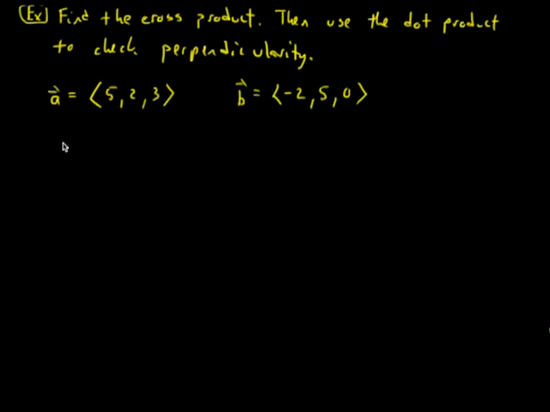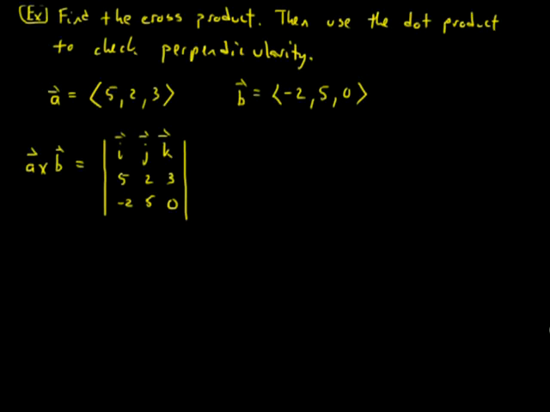So in order to find the cross product, let's see, hopefully you guys have brushed up on your determinant skills. So it's going to be the determinant of this 3 by 3 matrix, i, j, k. Don't forget our little symbols there. And let's see, so it'll be 5, 2, 3, negative 2, 5, 0.